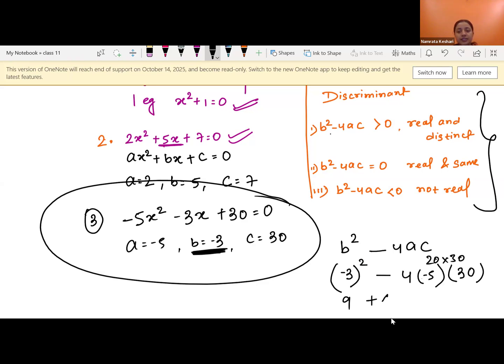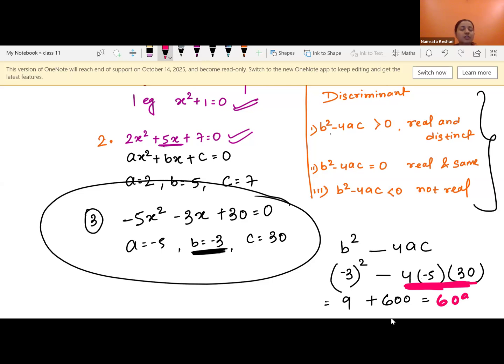Can I say it will be 600? Yes. So 600 plus 9. Okay, we have done the multiplication. We got this one. 600 plus 9 will be 609.